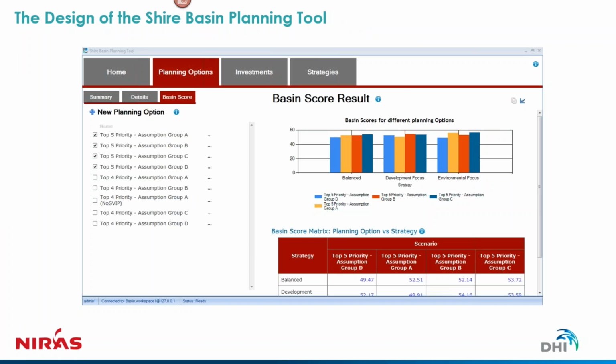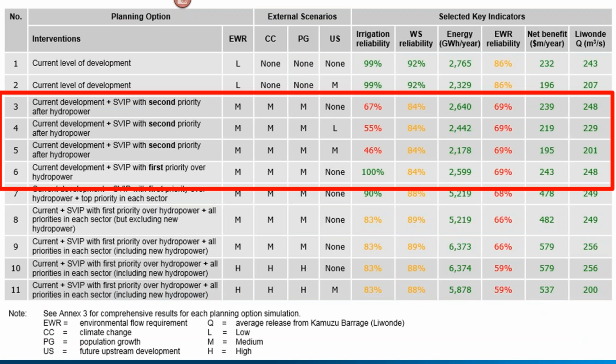This here is one output from the model where you actually look at different basin scores for different planning options. There have been 4 selected, and different strategies have been used. You can see balanced, development focused, or environmental focused. This is also an output from the model, and it's just to illustrate that you can start to compare these different interventions, where you combine different investments with different types of external scenarios, and then look at the reliability of the indicators. The indicators could be reliability for overall irrigation, for water supply, energy production, and so on, and the net benefit in $1 million per year. And then one can start to compare these results and see which one provides an acceptable output.